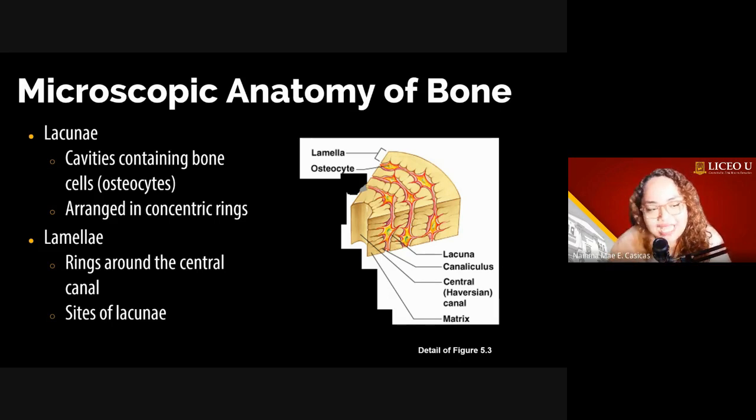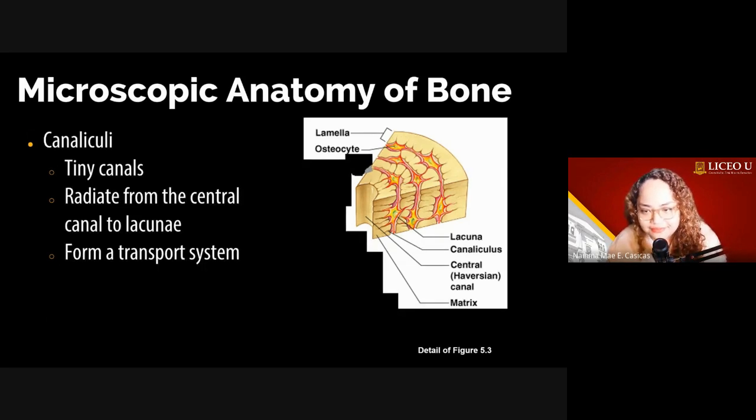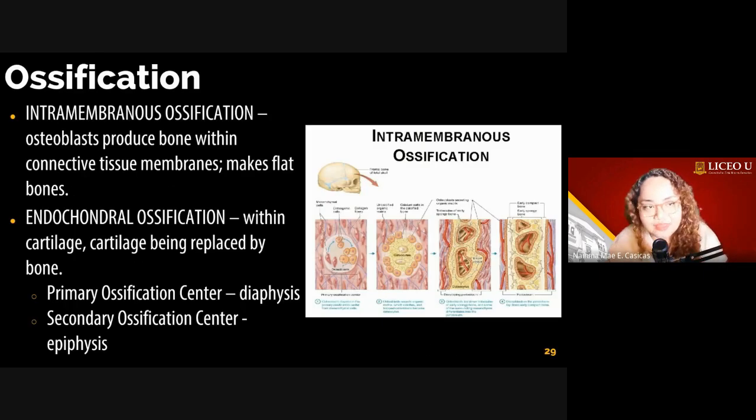And then you have your lamellae, which are rings around the central canal, and these are the sites of your lacunae. And then you have your canaliculi, which are tiny canals, very, very small, microscopic, and they radiate from the central canal to the lacunae, and they form a transport system. The transport of what? Transport of a lot of things, your nutrients, your cells.